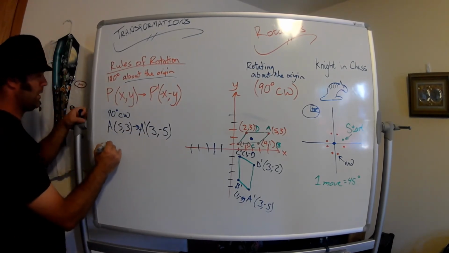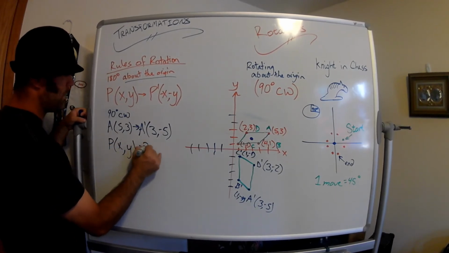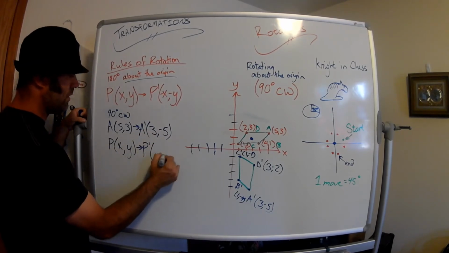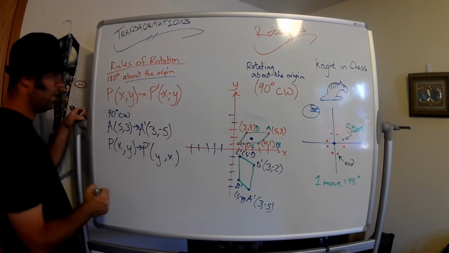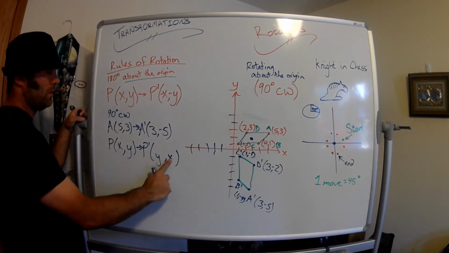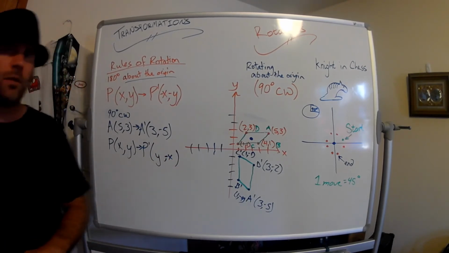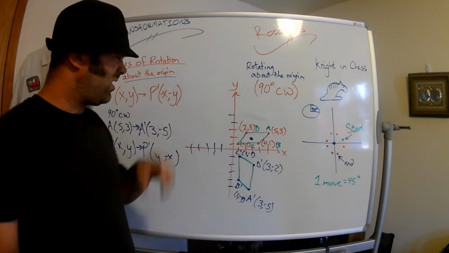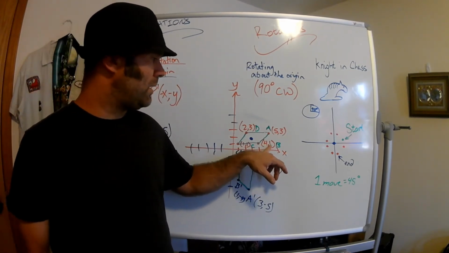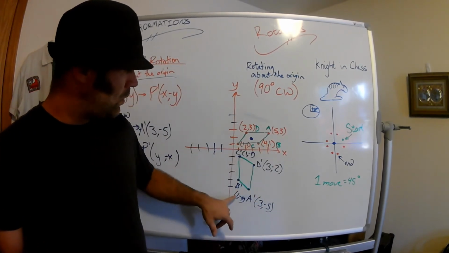So if you think about it, P of x comma y became P prime. X and y swap positions, so y comma x, but also this x value became negative, so y comma negative x. So let's see if that's true. What is y comma negative x of B? Well, that would be 1 comma negative 4.